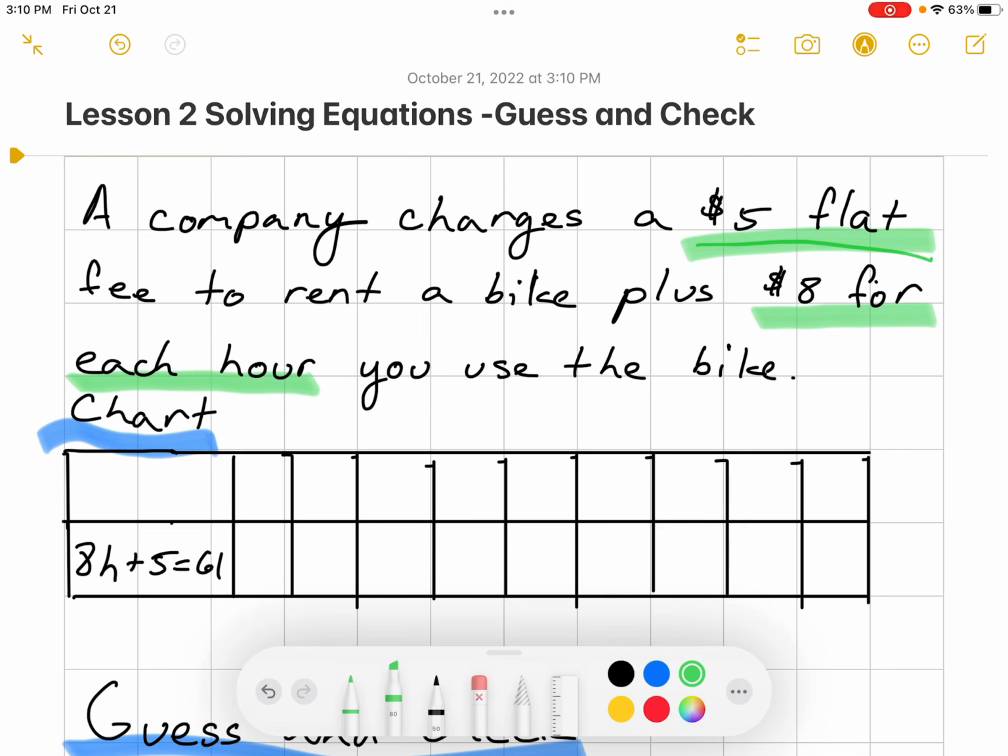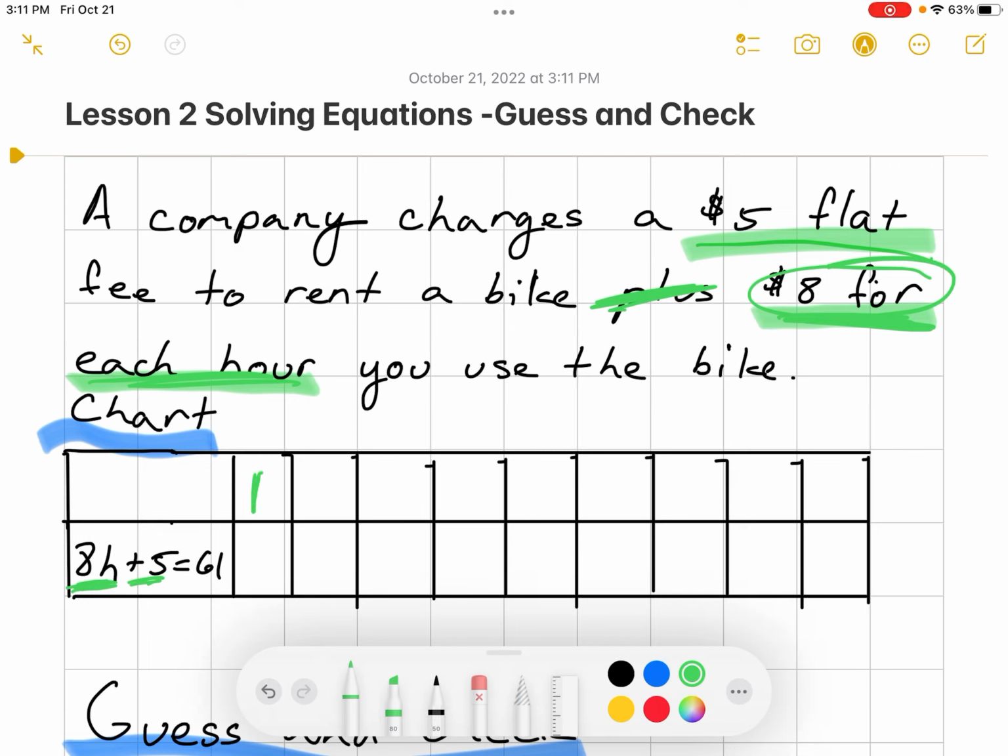So the equation for this, because what is changing is $8 is going to be changing. It changes the amount. So that's what's going to be multiplied, even though this says plus here. I know you look for those keywords. This is what's changing for each hour, because as the hours change, that's going to change. So we need to be multiplying the hours by 8 and then adding on that flat rate that doesn't change. Okay, so in the chart, what we can do is work through it one at a time.